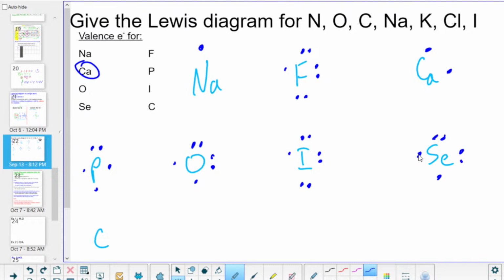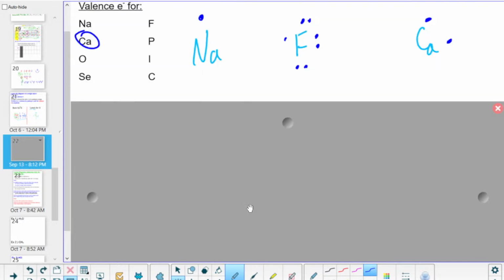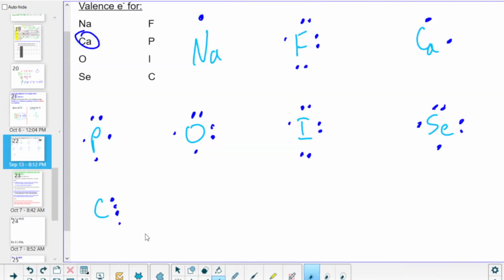Thank you. So, carbon. What does it look like? Like 4 dots. Yeah. No. Not 4. So there's one on top. Okay, now I got it. One on the top, and then there's one to the left, and one to the right, and one at the bottom. Nice.